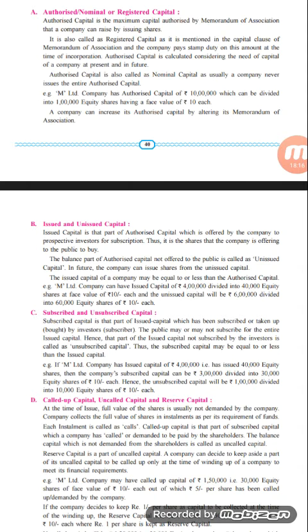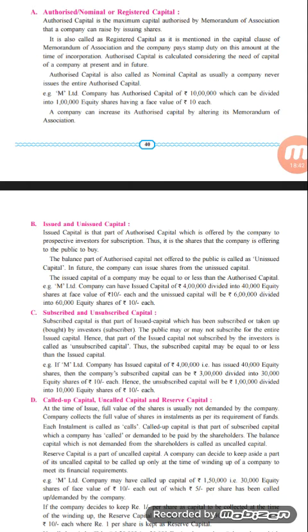A company can increase the authorized capital by making an alteration in the memorandum of association. So if the company feels that they want to raise capital more than the authorized capital which has been mentioned, then by making an amendment, an alteration and changes in the capital clause of the memorandum of association, they can get more capital than what has been mentioned.